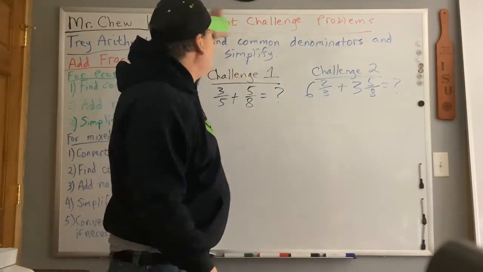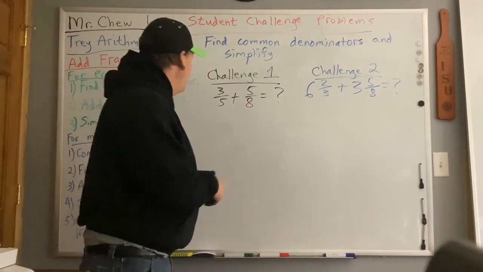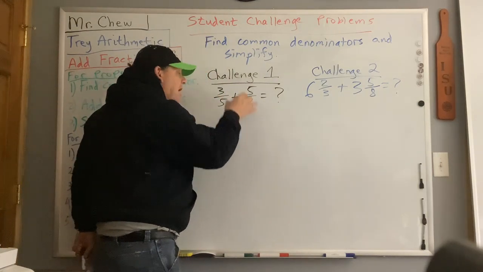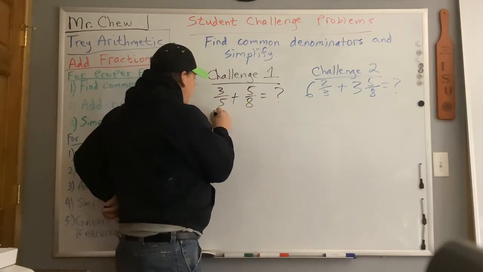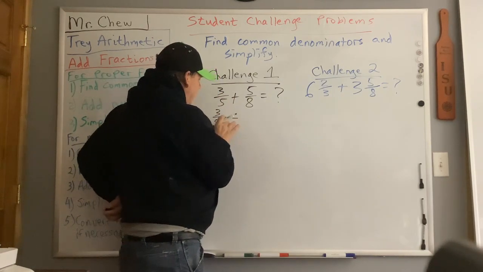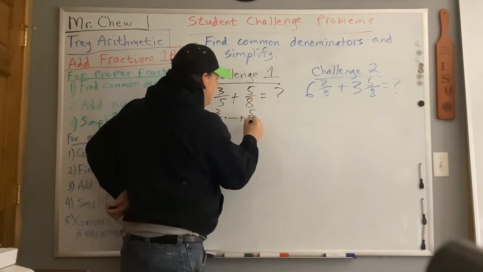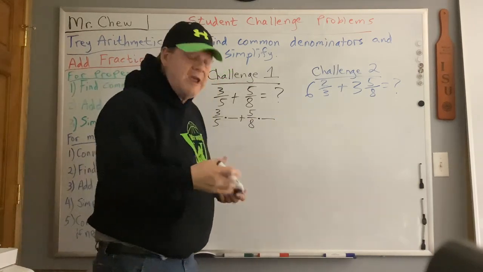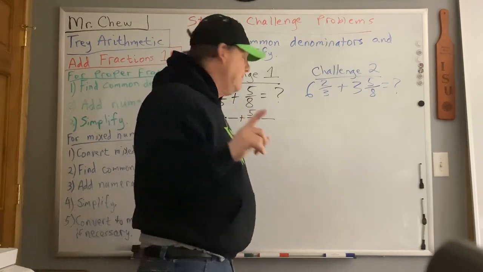All right, so we had two challenge problems. It says find the common denominators and simplify. So if I take 3/5 plus 5/8, I have to make the denominators the same. So I can take this 3/5 and multiply it by a fraction that keeps the 3/5 the same, and take the 5/8 and multiply by a fraction that keeps the 5/8 the same. And the only way I can do that is multiply by what I call a special one.